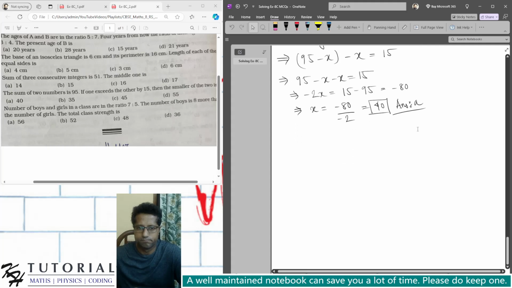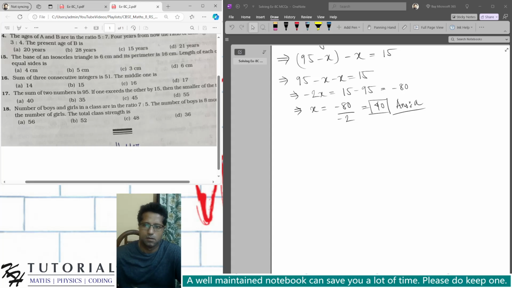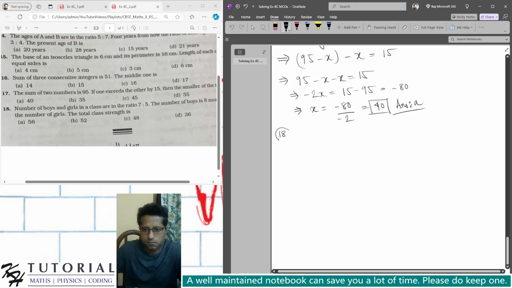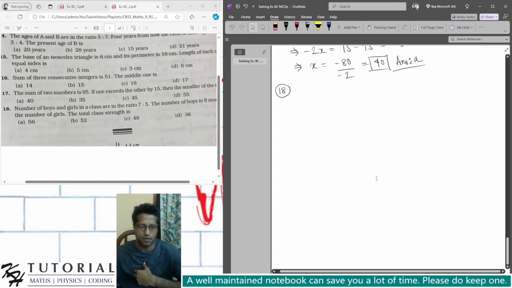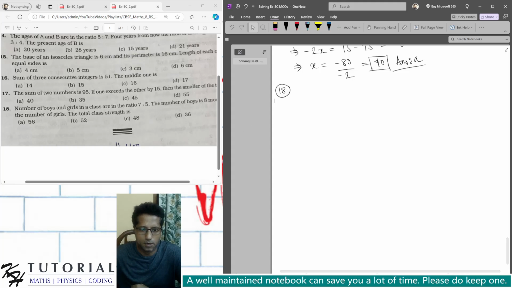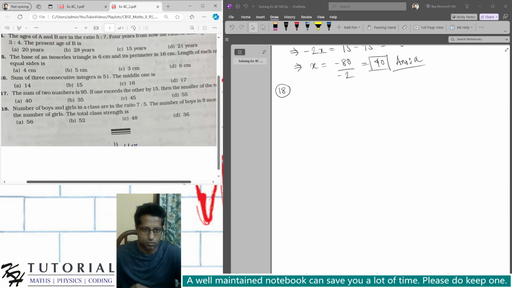Okay, let's do the last problem. Problem number 18. The number of boys and girls in a class are in the ratio 7:5. The number of boys is 8 more than the number of girls. The total class strength is.